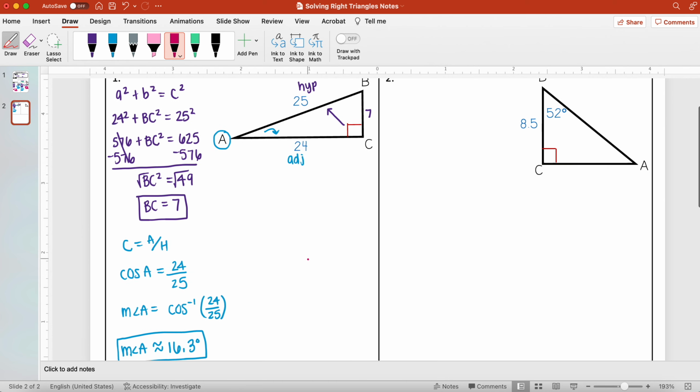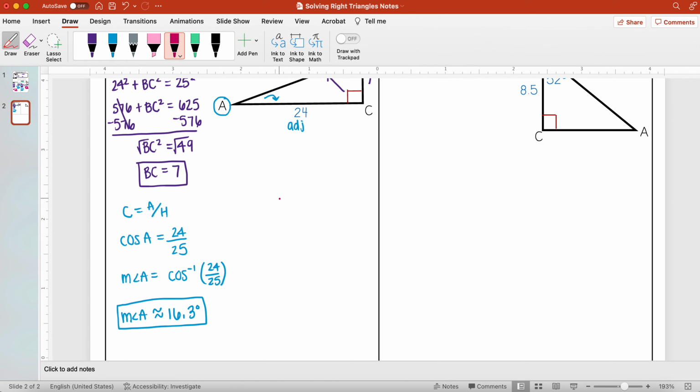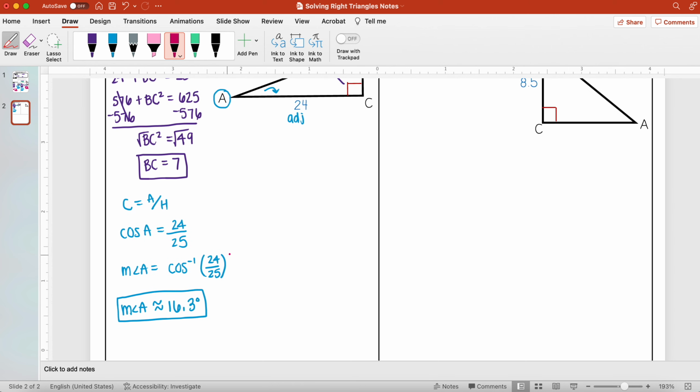Last thing I find is my measure of angle B. And remember that measure of angle A and B are complementary, so that means that they add up to 90. So in other words, the measure of angle B is going to equal 90 minus the measure of angle A. Well, measure of angle A we just found to be 16.3. And so that means that the measure of angle B is approximately 90 minus 16.3, which is 73.7 degrees.